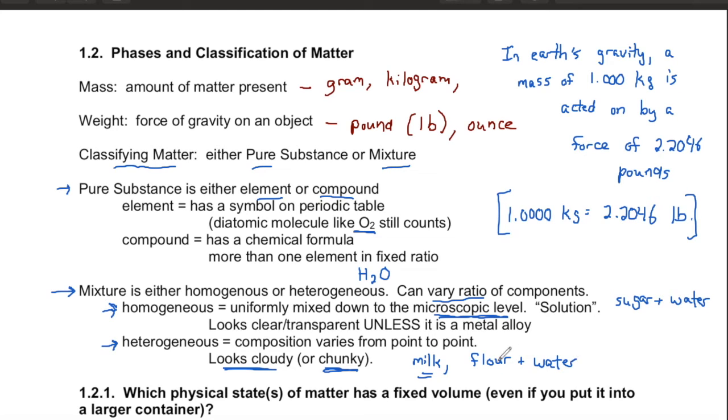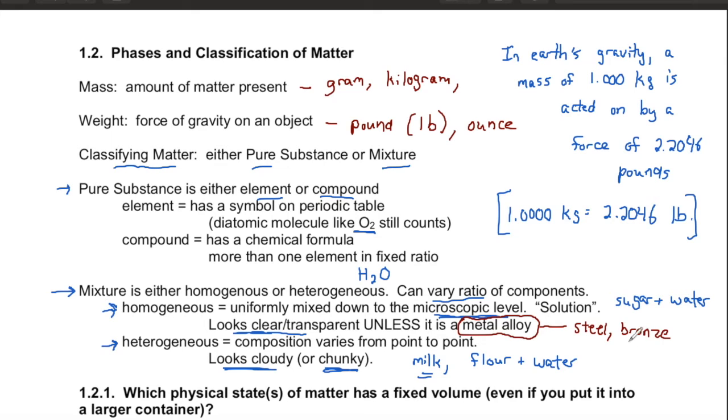So that would be a heterogeneous mixture, whereas the dissolved sugar and water would be a homogeneous mixture. One thing I like to use as a criteria is whether something looks clear or transparent versus looking cloudy. However, an important exception to this is a metal alloy. You can mix metals together really uniformly. Some examples of metal alloys would be steel or bronze. And these are mixed uniformly, but they're not transparent because they're metal.